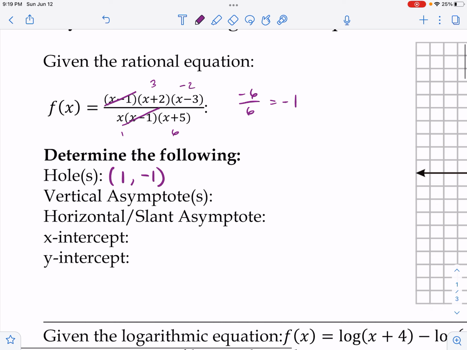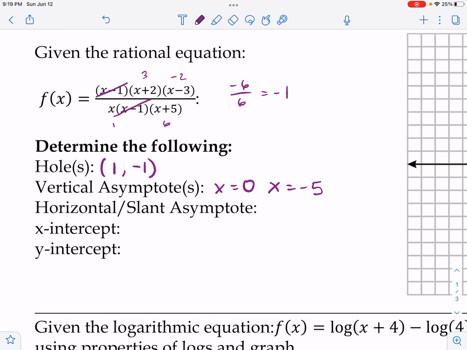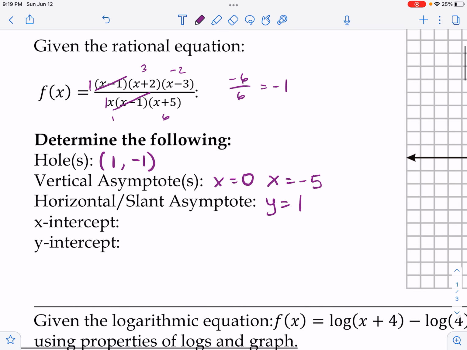For our vertical asymptotes, we can just look at the bottom. So since it's just x, we know that there is a 0, and then x plus 5 is equal to 0, which gives us negative 5. For a horizontal asymptote, we just check if it's bottom heavy or top heavy. It's neither, it's equal. So then we look at the coefficients, which are both 1. So our horizontal asymptote is y is equal to 1.